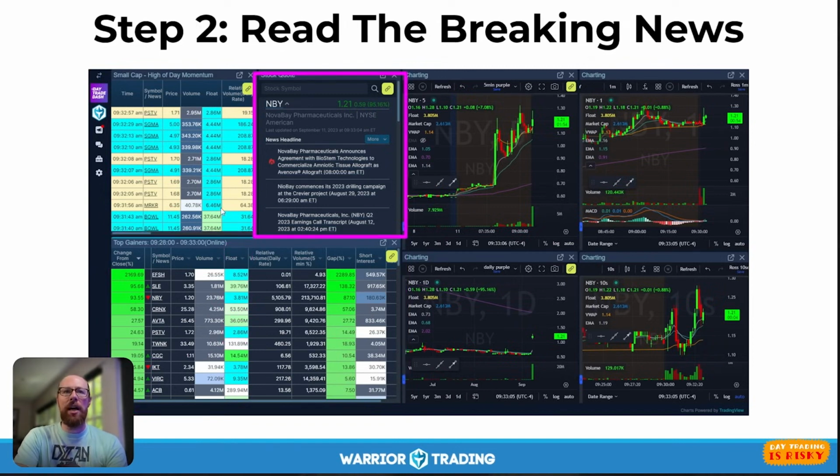So then I check the news headline. I read the breaking news. I try to understand, why is this stock moving higher? And as retail traders who are day trading, we don't have to spend a lot of time thinking about fundamental analysis. We're not drilling all the way into the quarterly filings and things like that. We're really just focusing on high level: what is the catalyst for this particular stock?